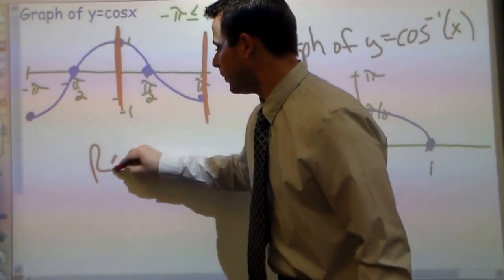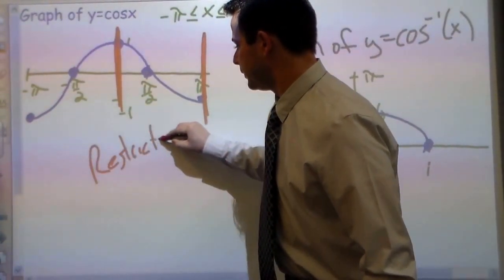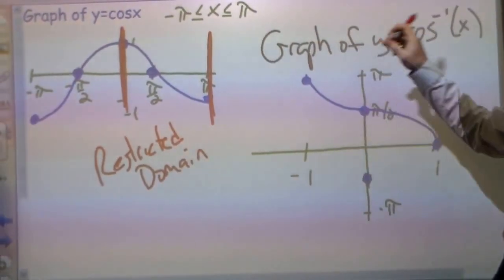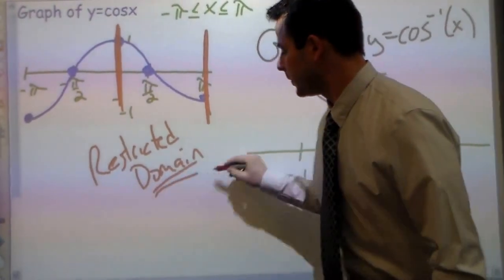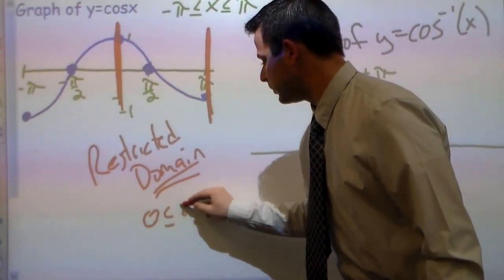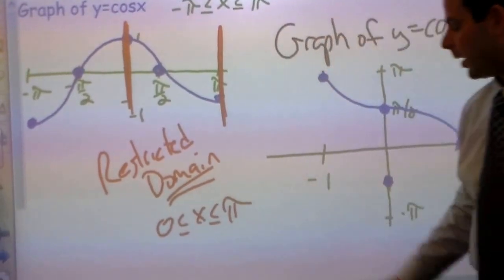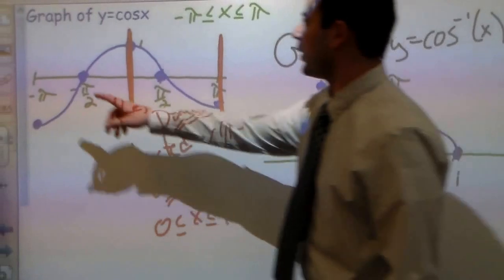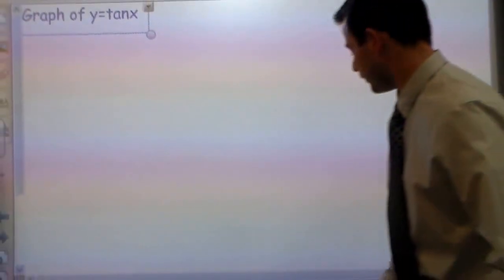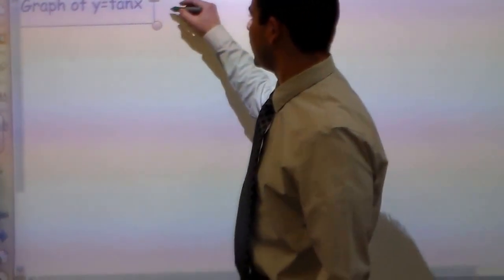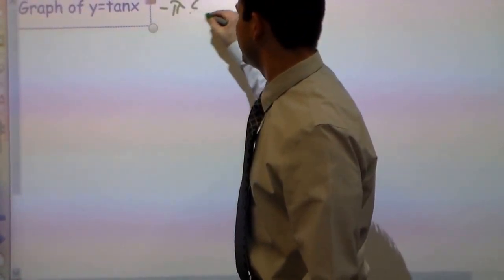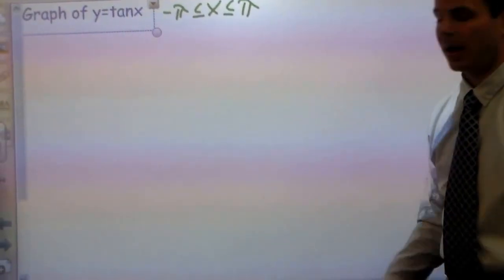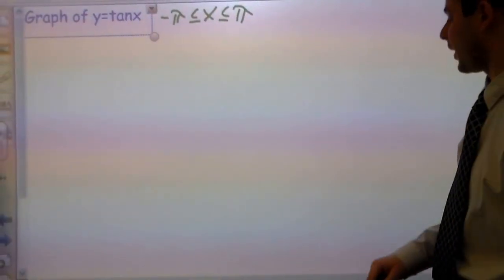So our restricted domain for cosine, to ensure that cosine inverse is a function, is from 0 to pi. Okay, one more inverse graph to look at. Let's graph tangent. I'm going to graph tangent from negative pi to pi, just like the other ones. I may not use all of that, but let's see what it looks like from negative pi to pi.